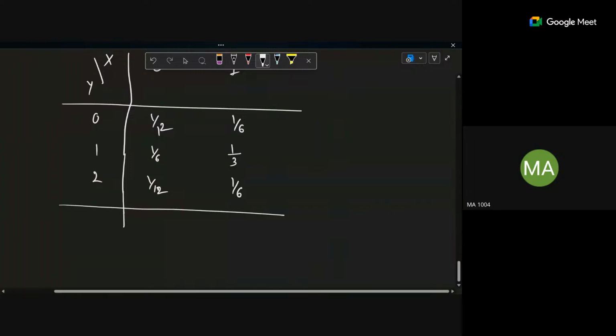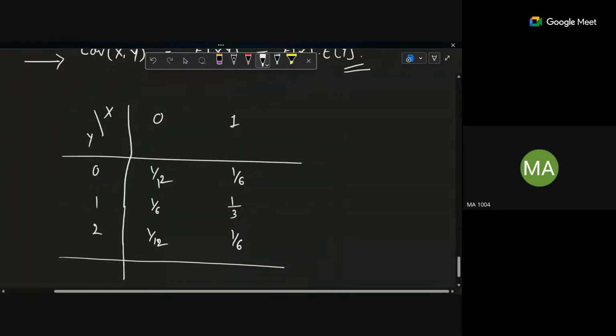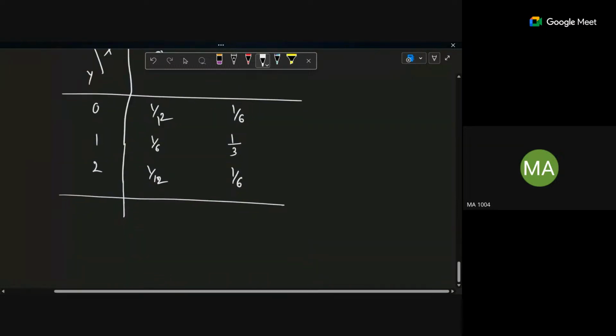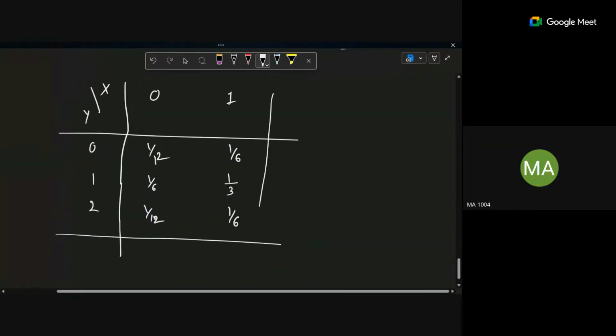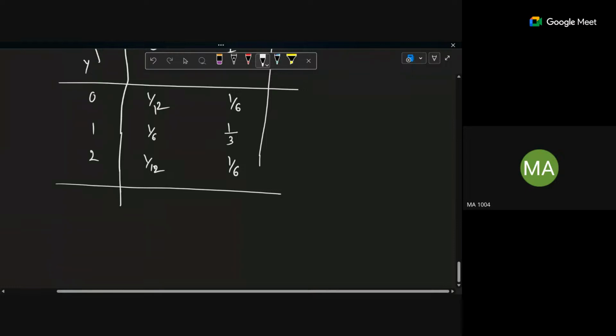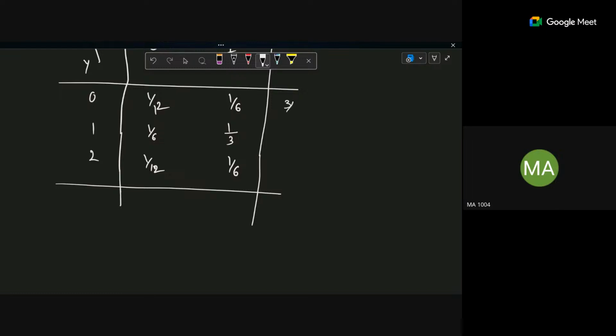From this table, is it easy to calculate the marginal PMF? Then let's do it. I will just take all the denominators as 12, so the calculation will be quite easier. So it's 1 by 12 and it will be 2 by 12, right? So your marginal is 3 by 12 for this one. This is 2 by 12, this is 4 by 12, 6 by 12.